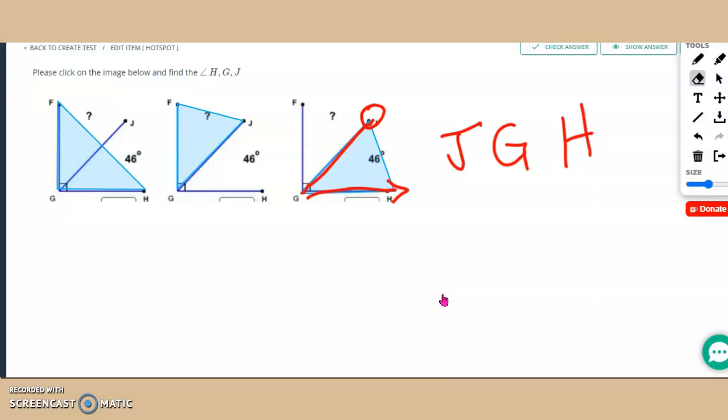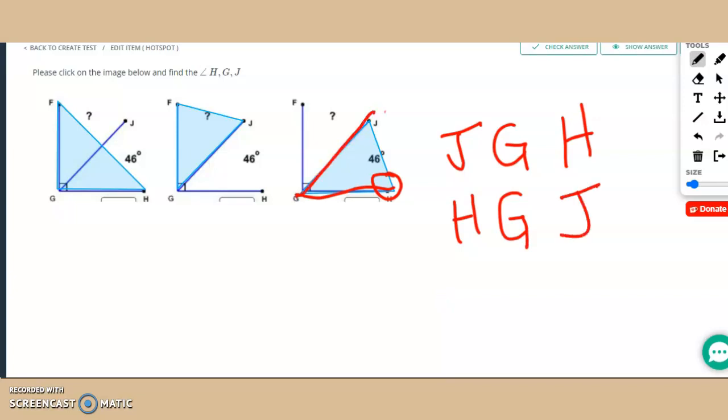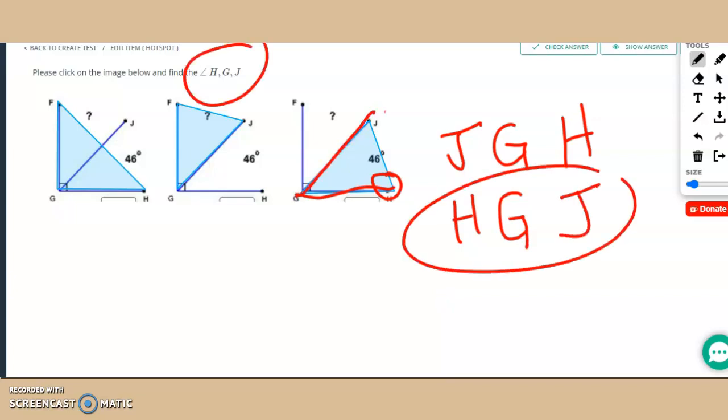Now let's look at it and go the other direction, just in case. So we're going to start at H, go to G, go up to J. Oh, that matches. That matches.